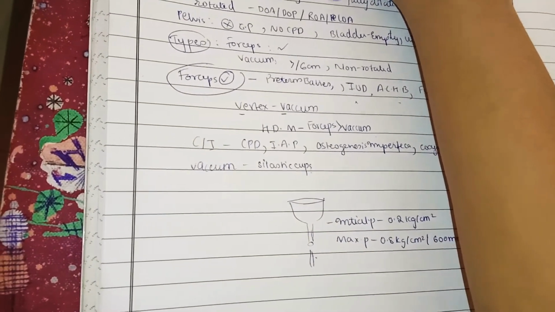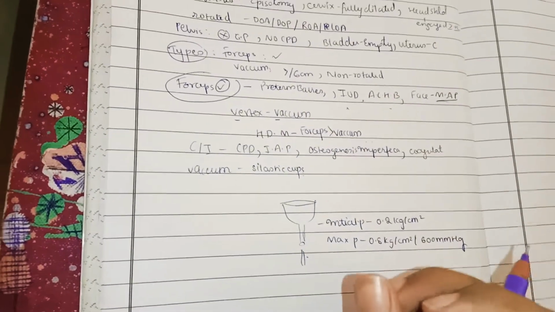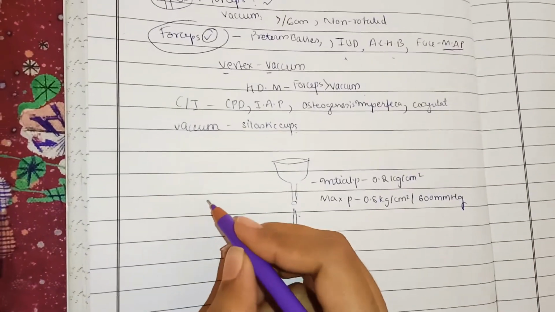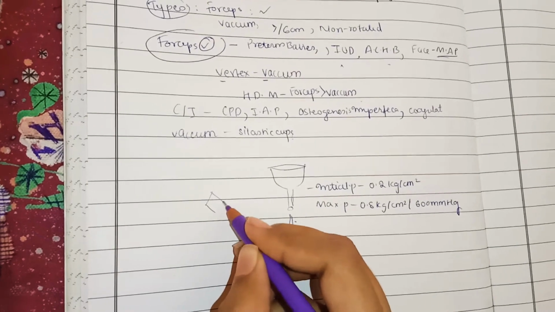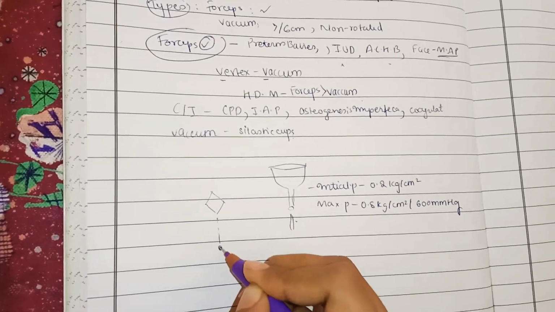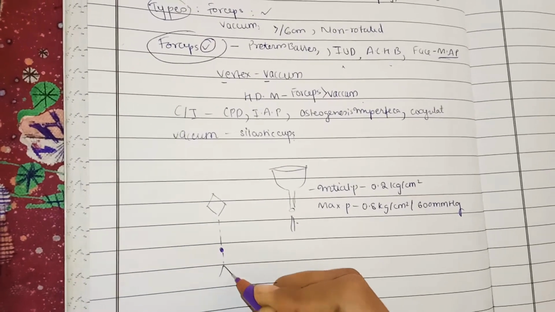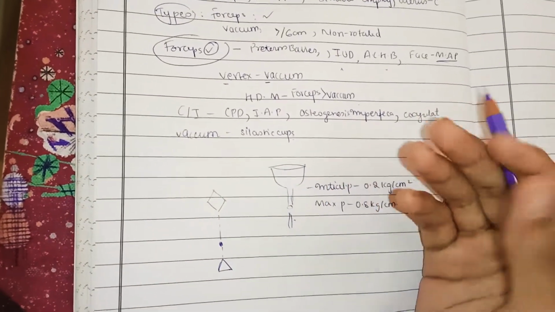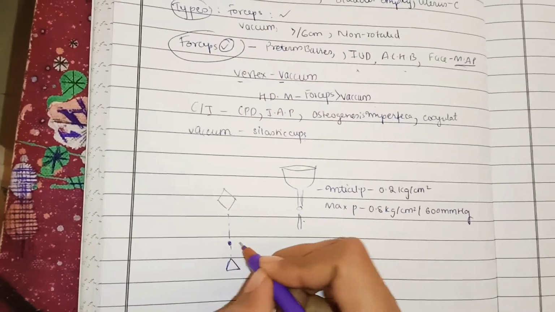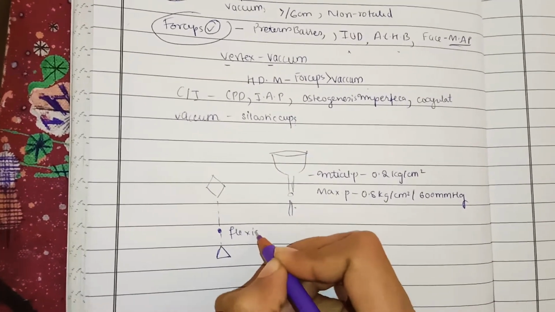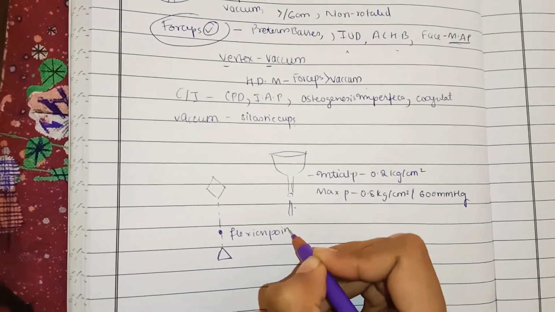So correct application of vacuum. The center of the cup should be at the flexion point. So what is flexion point? I will show you now. Vacuum. The center of the cup should be on the flexion point. So this is called the flexion point. So actually what is the flexion point? Let me show it now.